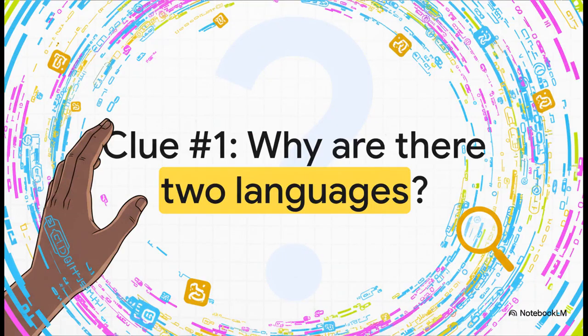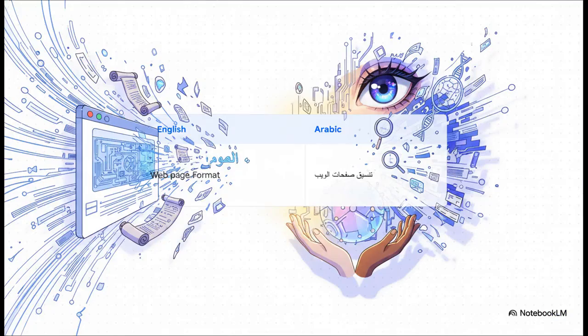So what's the first thing that just jumps right off the screen at you? For me, it's the text. You've got English and you've got Arabic script sitting right there next to each other. This is our first major clue. Why on earth would these two be together? So let's put them side by side and see what we've got. On the left, in English, it says web page format. And right next to it, you've got that Arabic script. Are they just random words that happen to be near each other, or is there a connection?